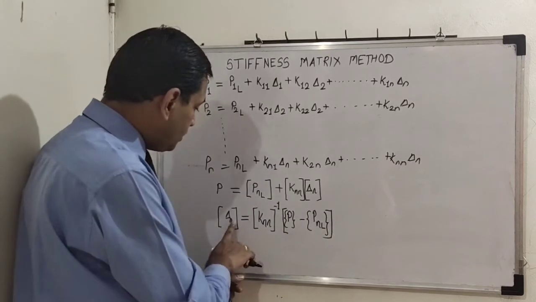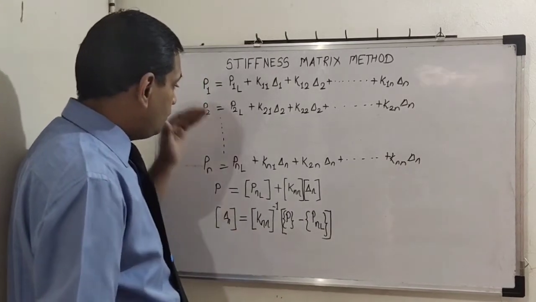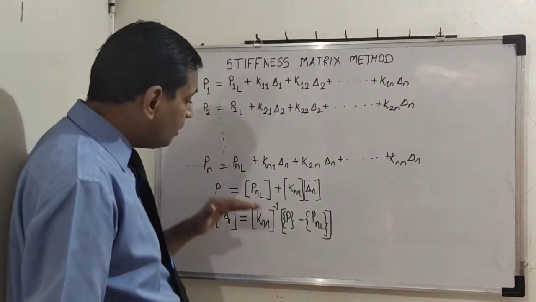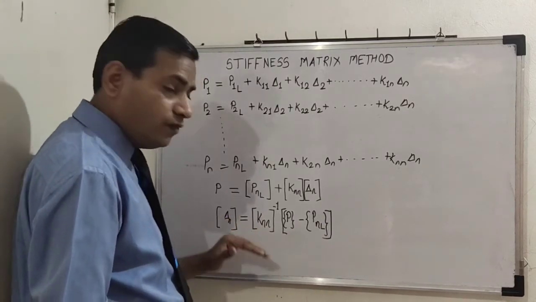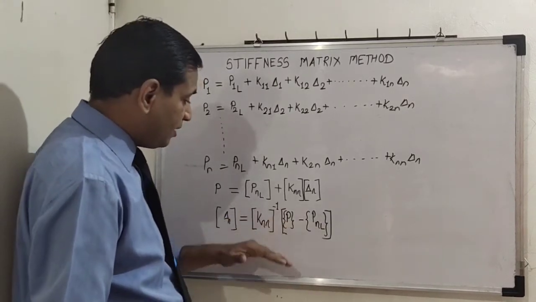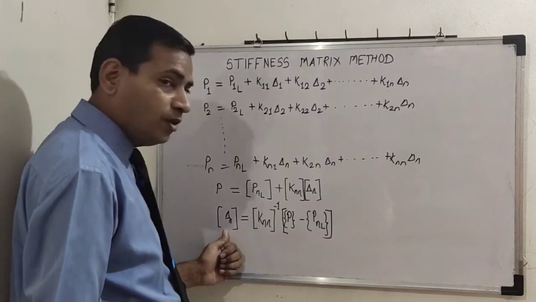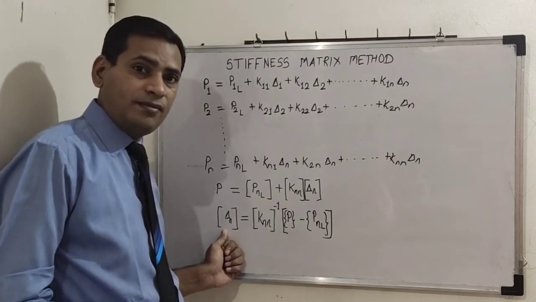So if you solve this equation, first of all, if you frame these equations, form these equations, put in the matrix form, and then you will have to solve the matrix. So these are stiffness matrix elements. This is our unknown, which we will define in our very first step.